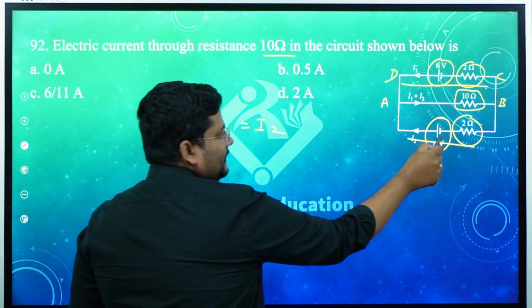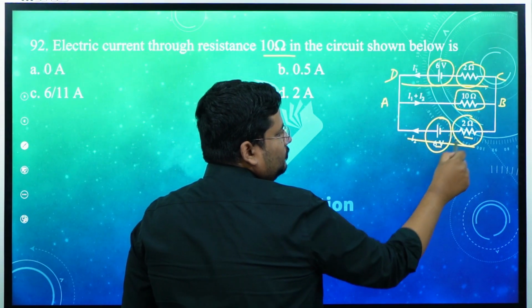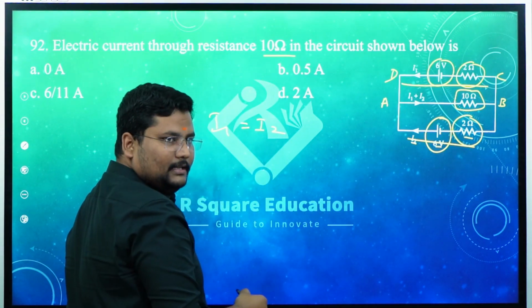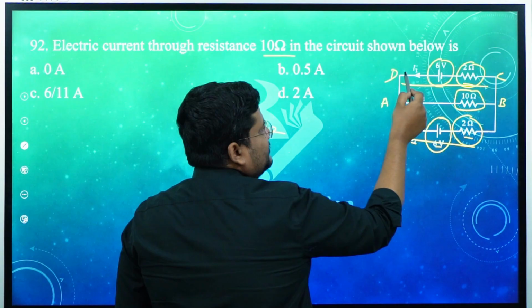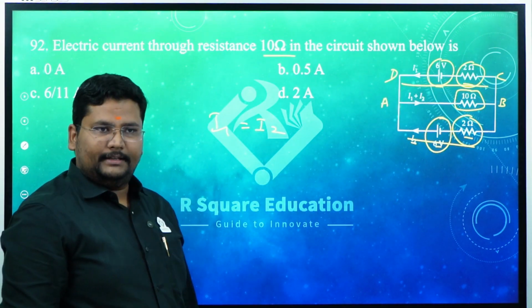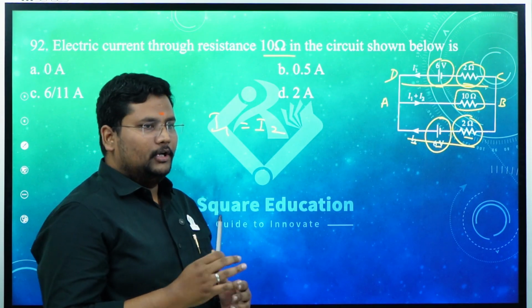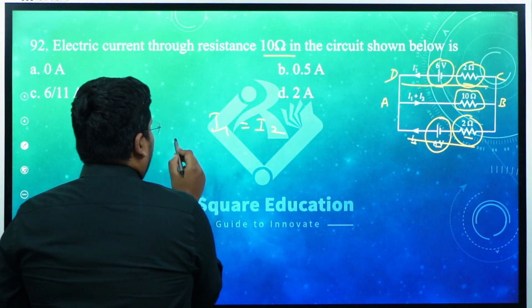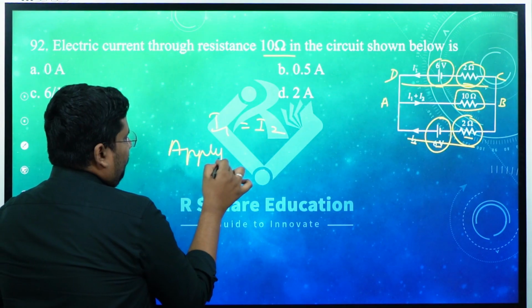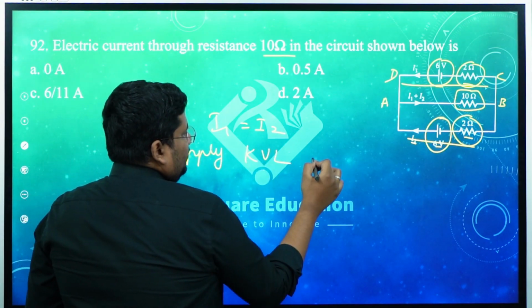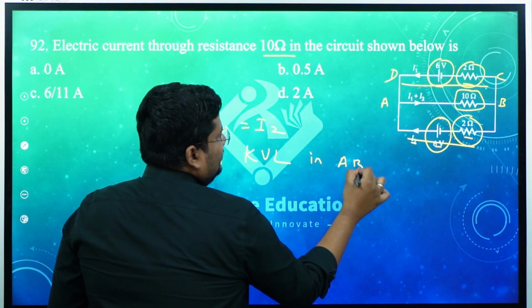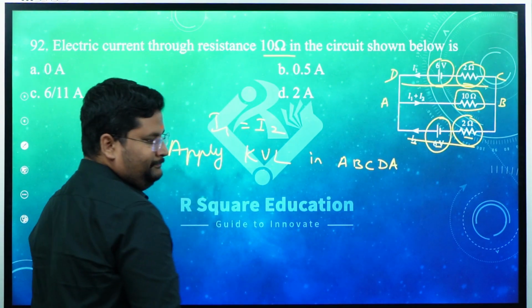Correct? In the same circuit, with 6 volt and 2 ohms, whether the current is I1 or I2, with the same 6 volt and 2 ohms the same current will flow here. Yes, so there is no change in that. So I1 is equal to I2. So what I do is I apply KVL in A, B, C, D, A.